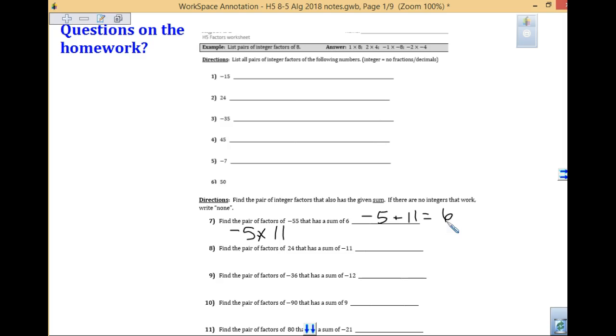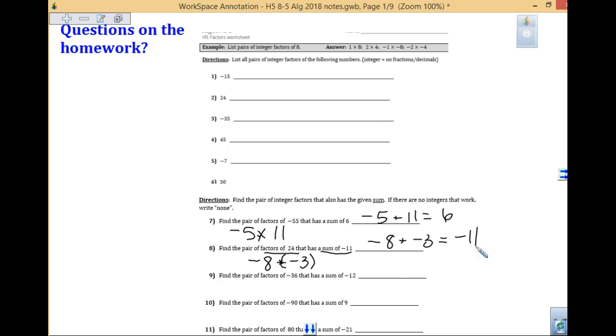Someone tell me their factors of 24 that sum to negative 11. Negative 8 times negative 3. Negative times negative gives us positive 24. And if I add negative 8 plus negative 3, it equals negative 11.